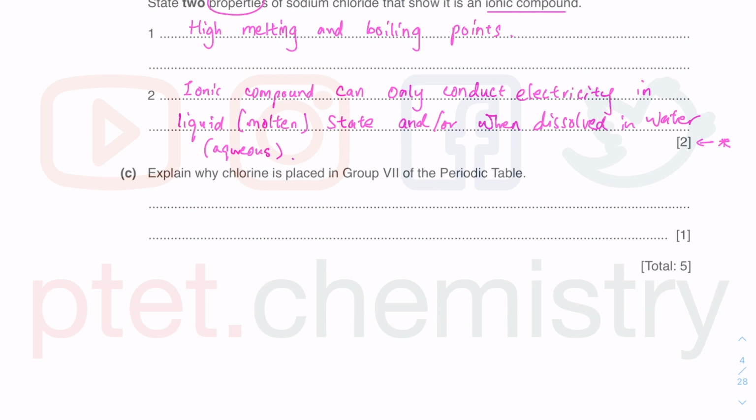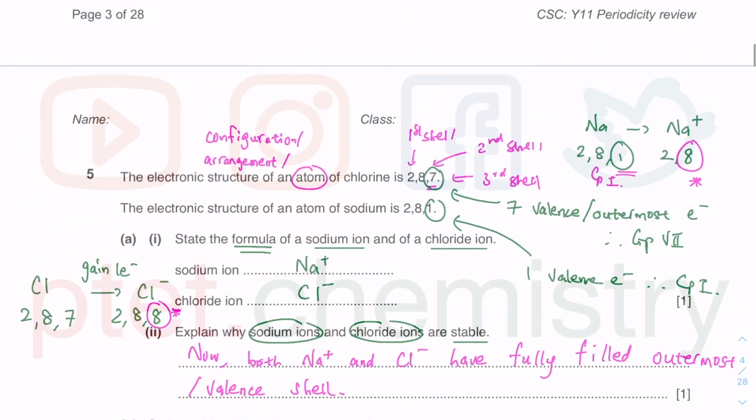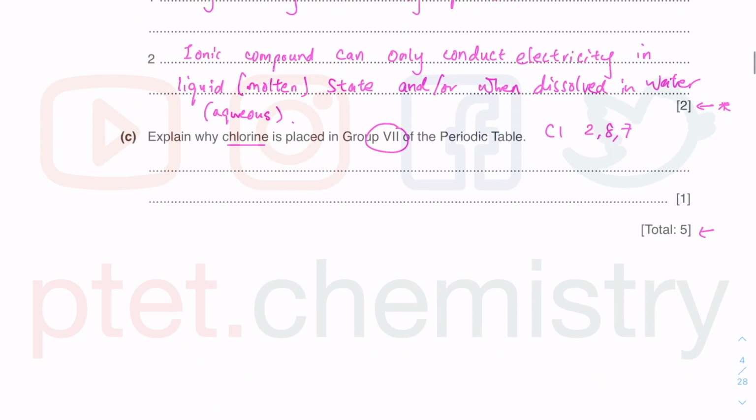The last bit of this question to get the full 5 marks: why is chlorine placed in group 7? We know chlorine is 2,8,7. This was given earlier in the question. And we know it was a result of the outermost shell electrons. So chlorine atom has 7 valence electrons.